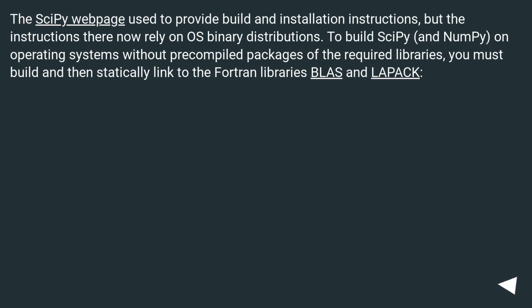The SciPy webpage used to provide build and installation instructions, but the instructions there now rely on OS binary distributions. To build SciPy and NumPy on operating systems without precompiled packages of the required libraries, you must build and then statically link to the Fortran libraries BLAS and LAPACK.